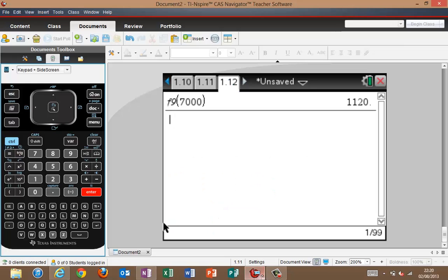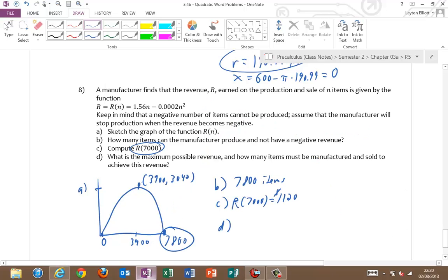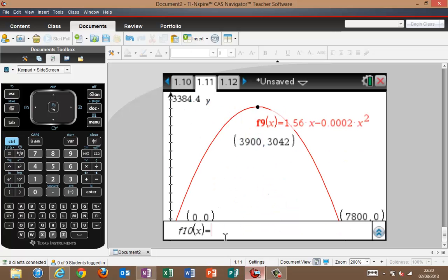D, what is the maximum possible revenue? Let's go back to the graph and do a max. We already did it. It's 3042. So the maximum possible revenue is 3,042, for how many should be manufactured and sold: 3900 items. And that's it.